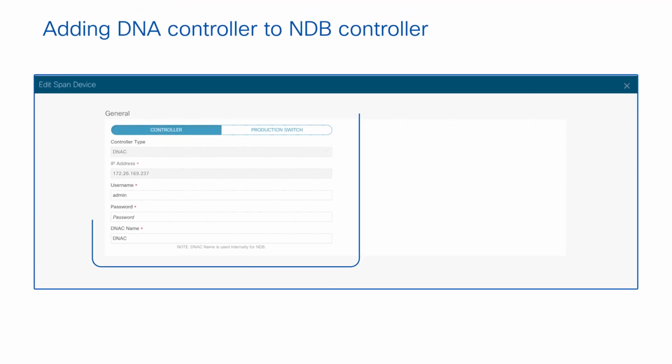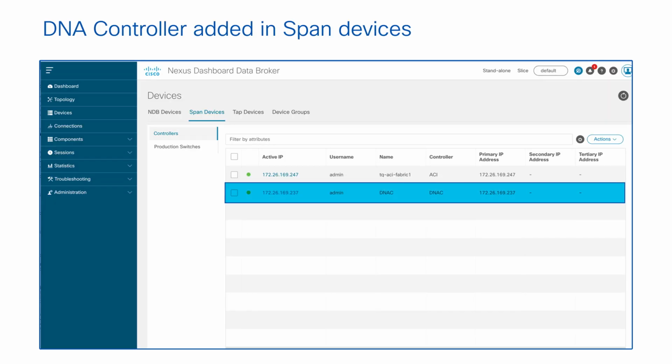So first, let's see how to add a DNA controller to the NDB controller. For that, we go to the span devices, and the type of the controller should be selected as DNAC. Give the IP address of the DNA controller, the username and the password, and the DNAC name. This name is used internally for configuring the configuration sessions on the Catalyst switches. Once we add it by supplying the IP address, username and the password, it starts showing up in the span devices.